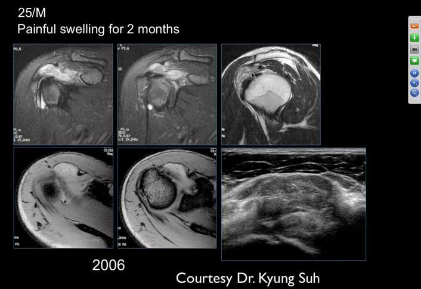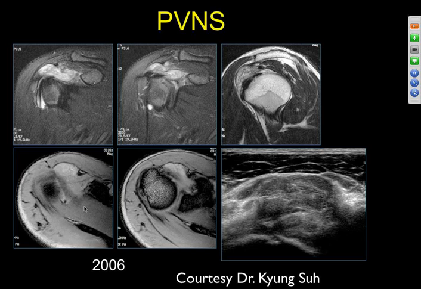biceps groove, and extending upwards through the rotator interval. And there may be some erosive changes in the edges of bone. The anterior labrum doesn't look too good. So again, I'd be thinking about a synovial process, like PVNS. Okay.